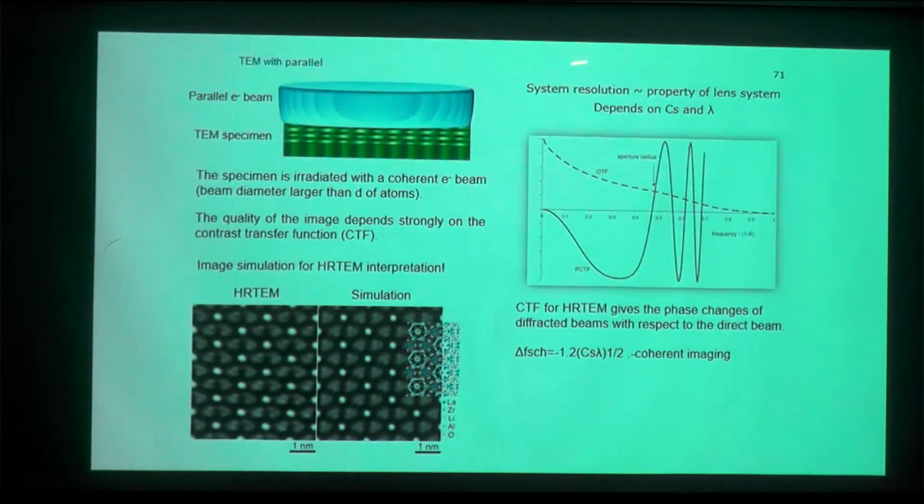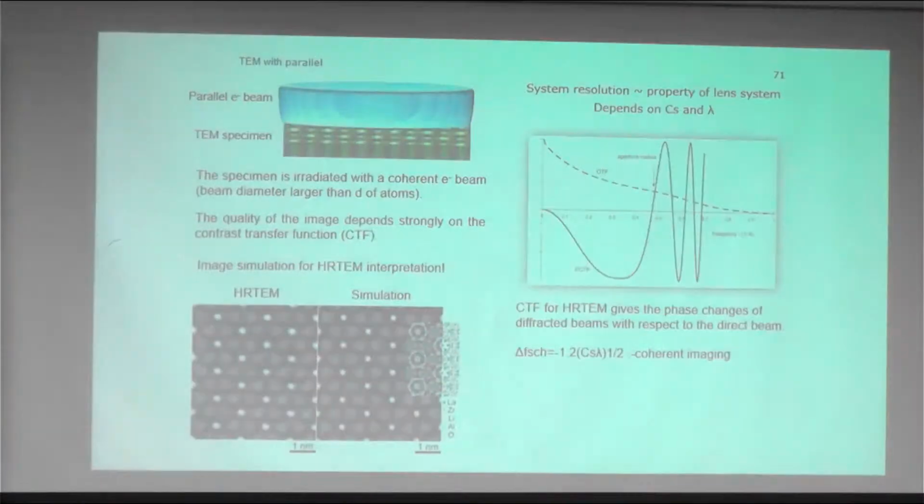So as we know, the resolution of our system is the property of a lens system, like Cs and wavelength, and the CTF, contrast transfer function for HRTEM, gives the phase change of diffracted beams with respect to the direct beam, and only at the specific defocus, so-called Scherzer defocus, you can get the atomic columns resolved. So this is like, for coherent imaging, minus 1.2 Cs lambda, square root of this. In another case, you need to make a simulation.